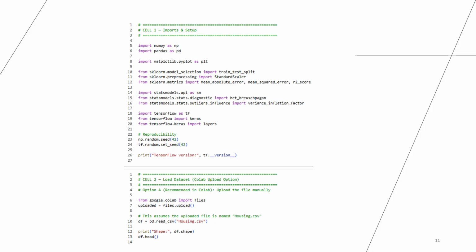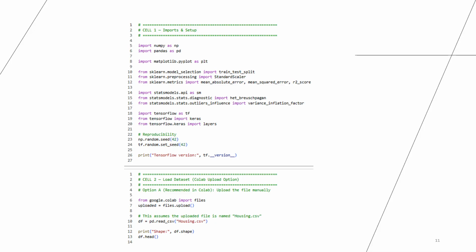We also import a few evaluation metrics that are standard for regression problems: mean absolute error, mean squared error, and R-squared. These will help us measure how close our predictions are to the actual continuous outcomes. You'll notice we also import several tools from statsmodels. Even though our main model is a deep neural network, statsmodels gives us extra diagnostic tools that are useful for regression style analysis. Things like checking for heteroscedasticity or multicollinearity. Those checks can still help us understand the quality of the dataset and the relationship between variables before we model.